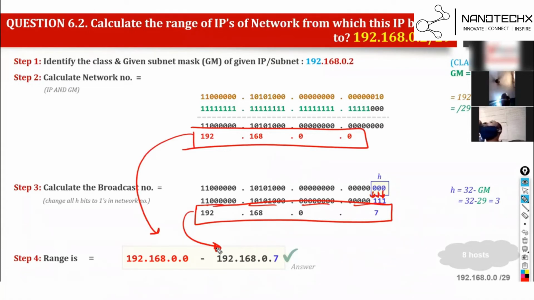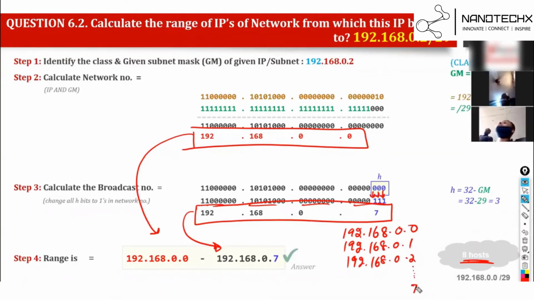Clear, guys? This is how we do it. So it means it gives us a total of 8 hosts. What is the first host number? First one will be 192.168.0.0, the same which I calculated with you. Second will be what? 192.168.0.1, 192.168.0.2, 3, 4, 5, 6. Final will be 7. So total 8 IP addresses, and then 6 are usable. Okay, very good.